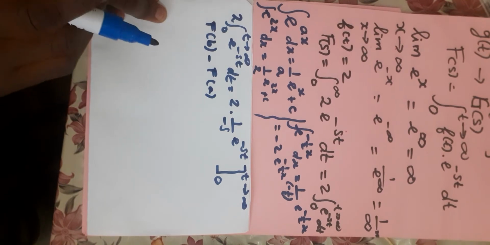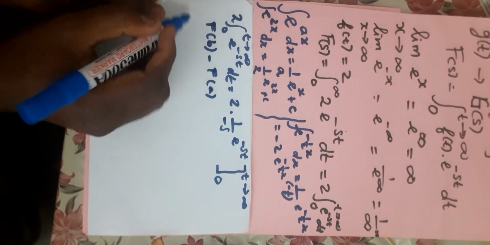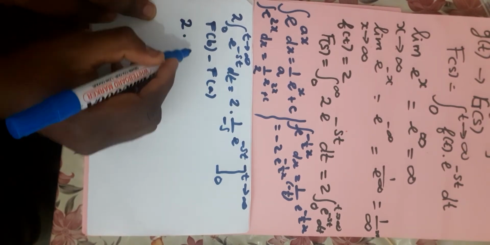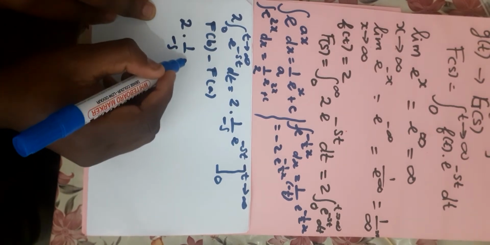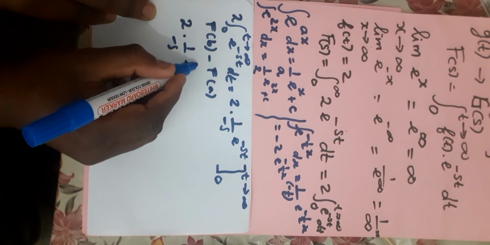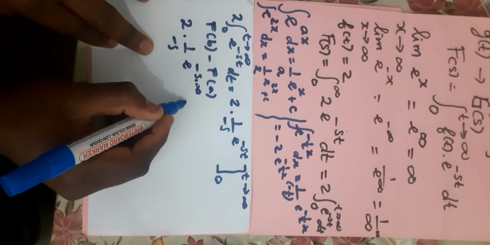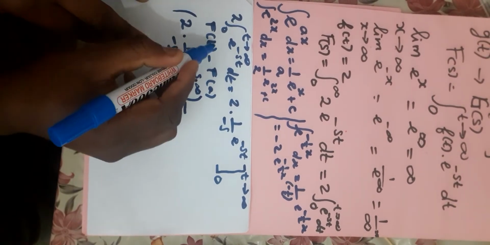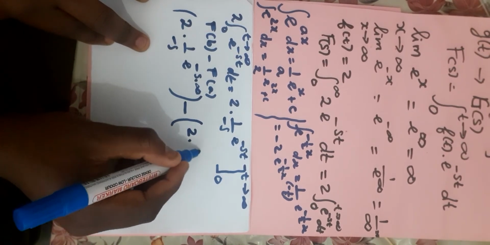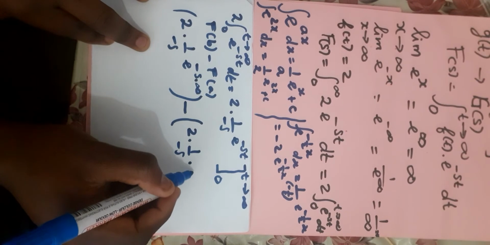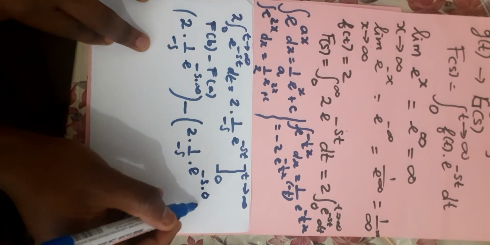Remember our function is in t, so we replace t by the bigger limit. We're going to have 2 multiplied by 1 over minus s, e to the power minus s multiplied by infinity, minus, according to the formula, the same thing with the lower limit. It's going to give you 2 multiplied by 1 over minus s, e to the power minus s times 0.